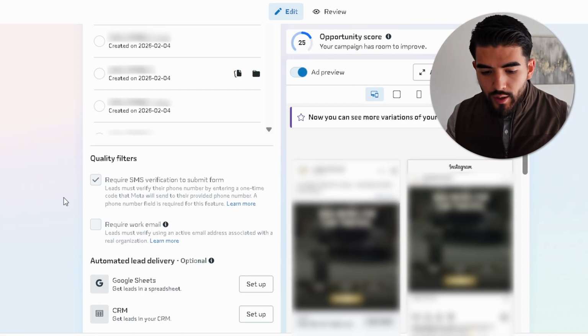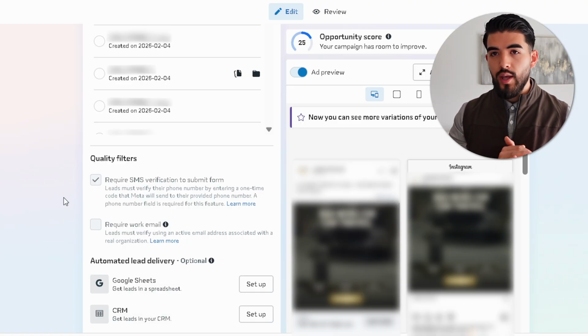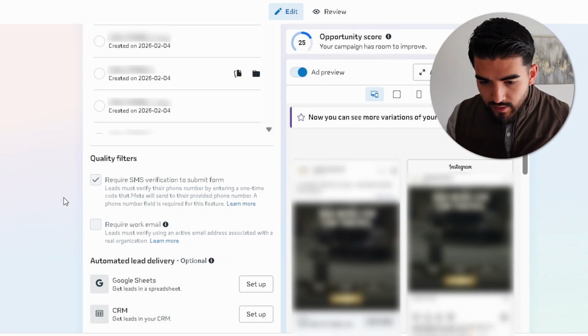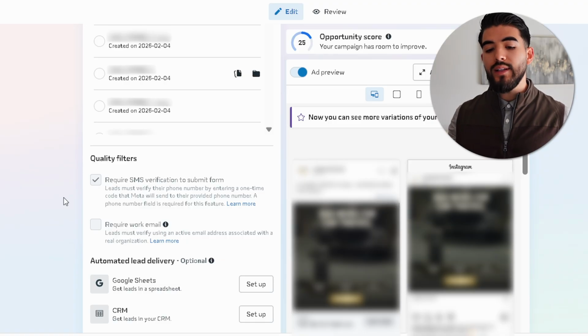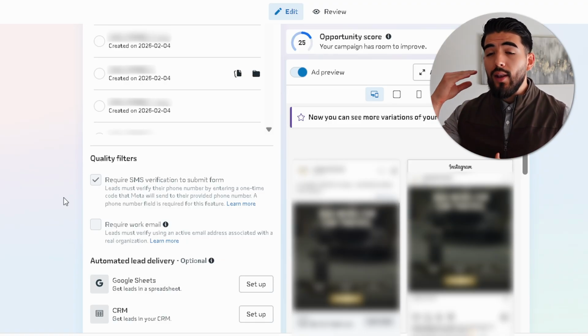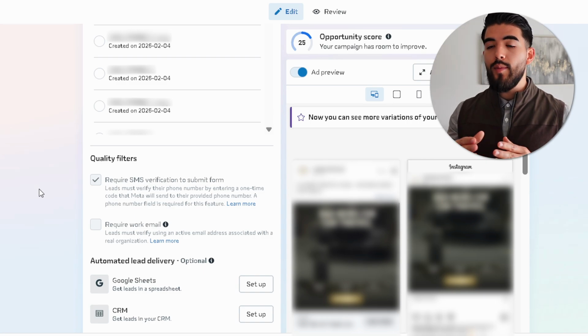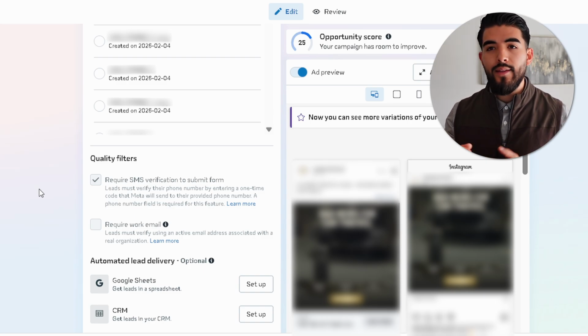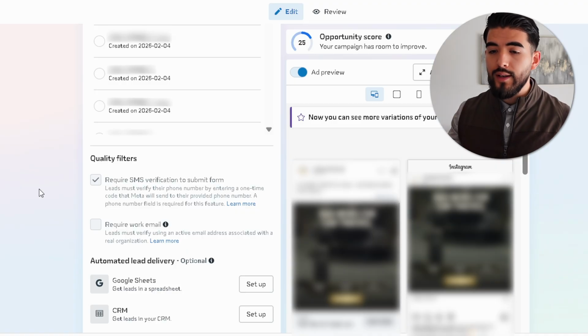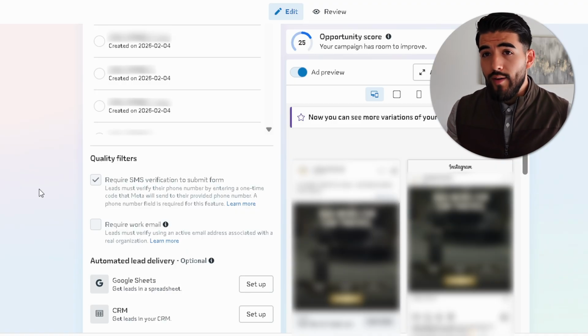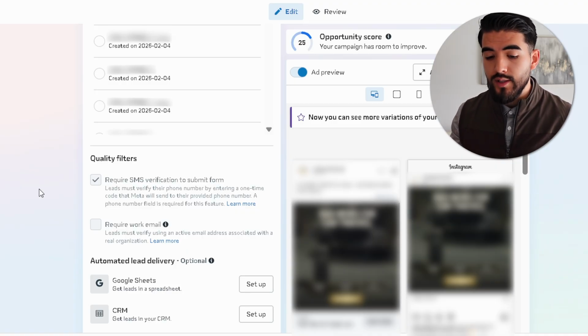The second thing you want to do is make sure you have a quality filter set up. For this brand, we require SMS verification. The reason you require SMS verification when you have an in-platform lead gen campaign is because you'll get a lot of leads if you don't, and a lot of them will be bots, or people who don't even know what they're doing and are just submitting things for fun, and that gives you a really poor cost per qualified lead. So again, we're looking for qualified leads. We're looking for real people who want to submit these lead forms.